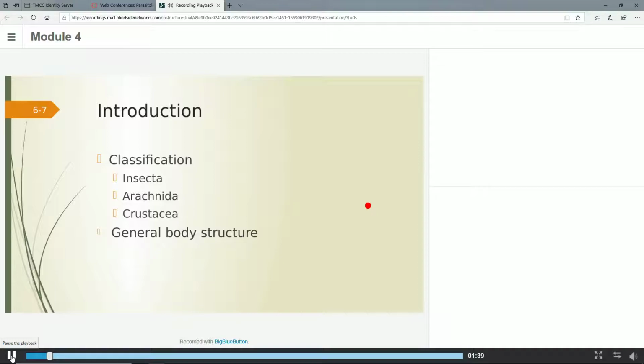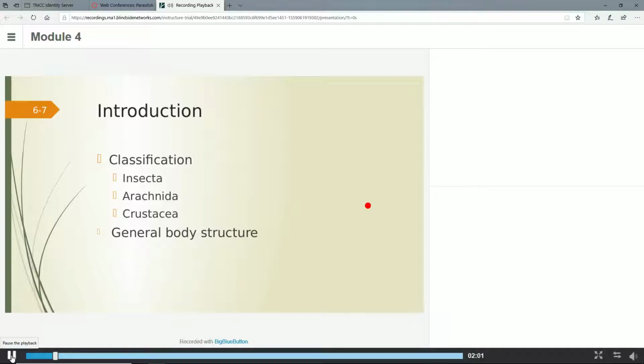The next class is Arachnida, and Arachnida contain our ticks, mites, spiders, and scorpions. And then the next class we're going to cover is Crustacea. Crustacea includes crabs, water fleas, lobster, shrimp, barnacles, and wood lice.